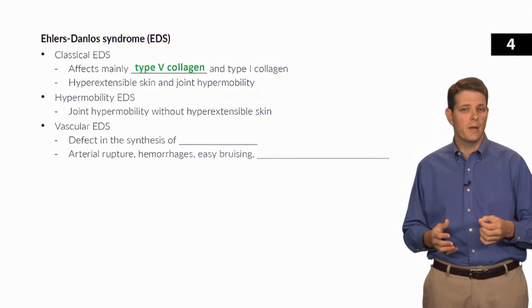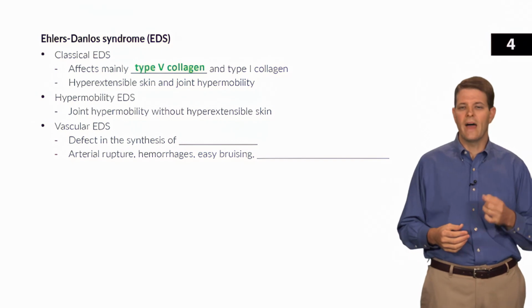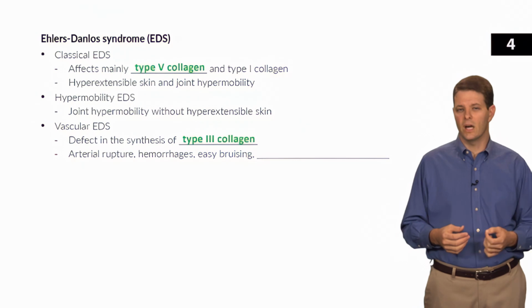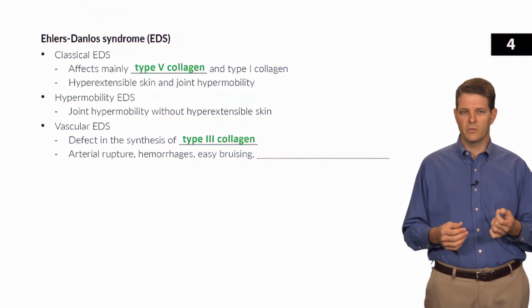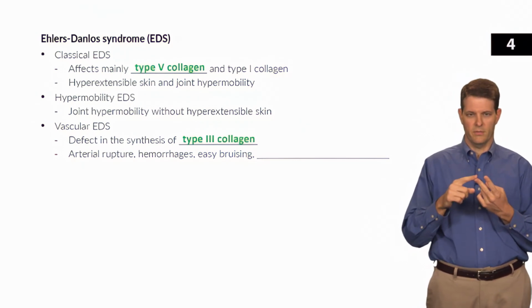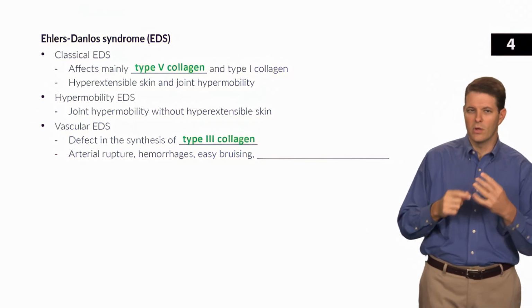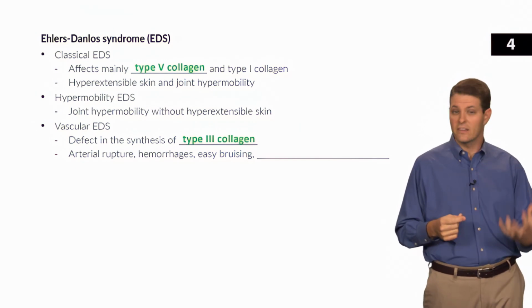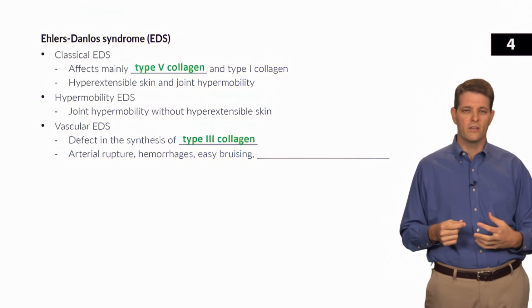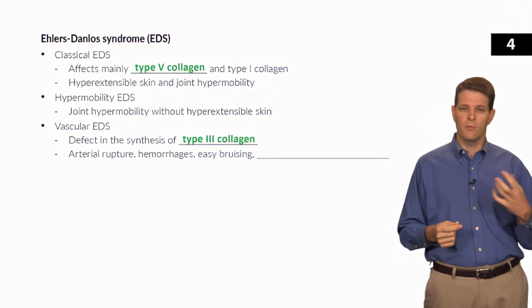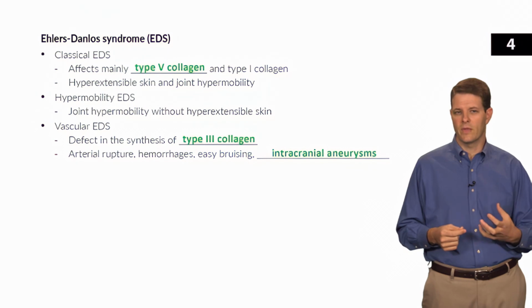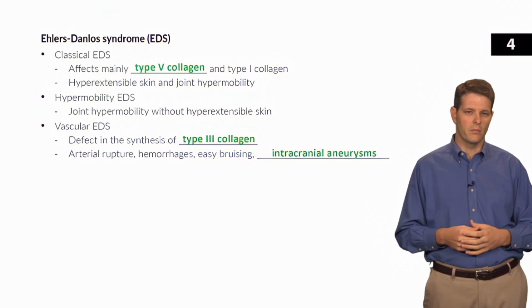And there's yet another type of Ehlers-Danlos syndrome called vascular EDS, which is due to a defect in the synthesis of type 3 collagen. Now, which type of collagen was that? Strong, slippery, stretchy, BM. So this was the stretchy type. So type 3 collagen is found in the blood vessels. So again, this is vascular Ehlers-Danlos, and it causes arterial rupture and hemorrhages and easy bruising. You can also see intracranial aneurysms with Ehlers-Danlos. So again, blood vessel problems.